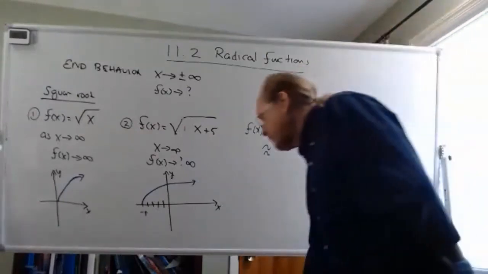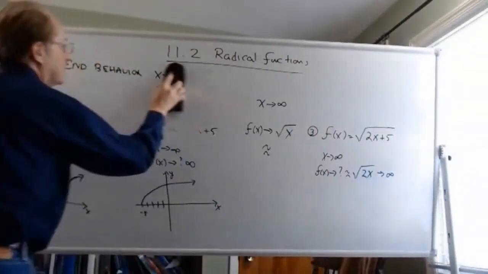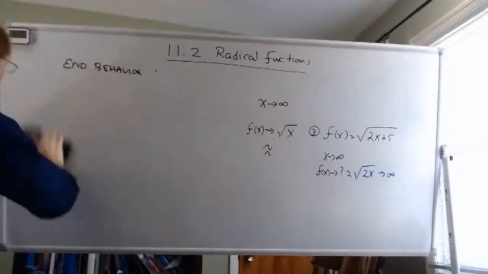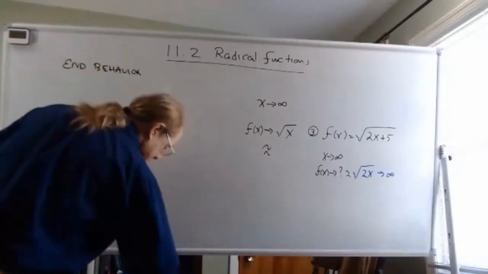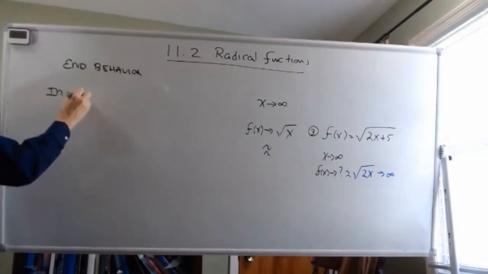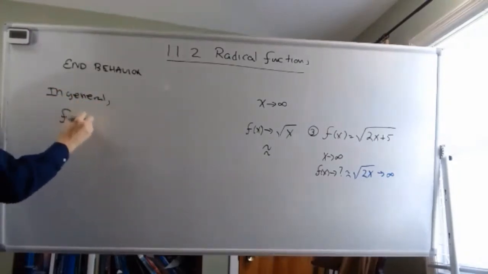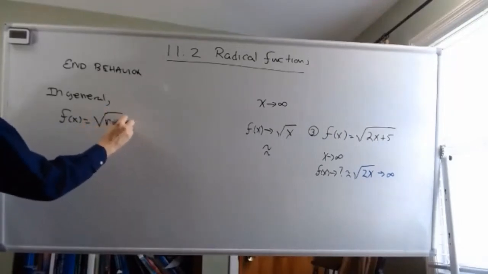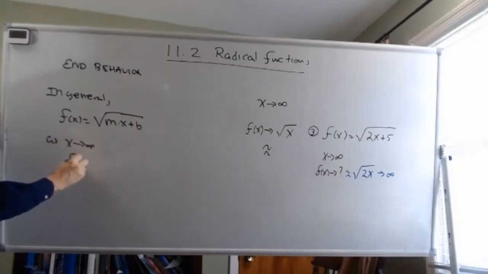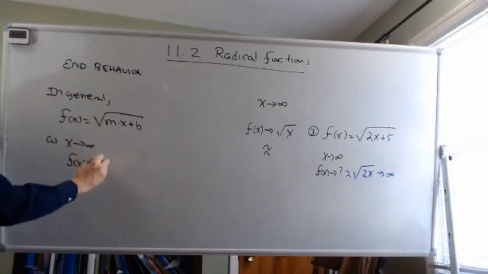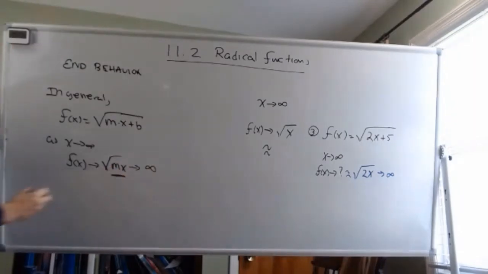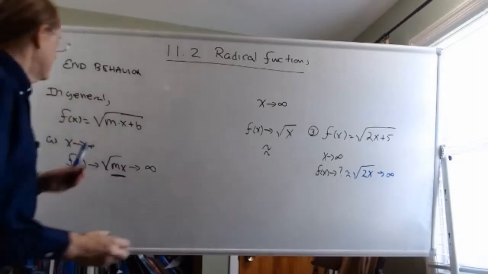So in general, if I take my general square root with my linear polynomial function, so in general, if f of x is the square root of m times x plus b, as x goes to infinity, f of x looks more and more like the square root of m times x, which also goes to infinity, but in this very distinct way. That's the end behavior for a square root.